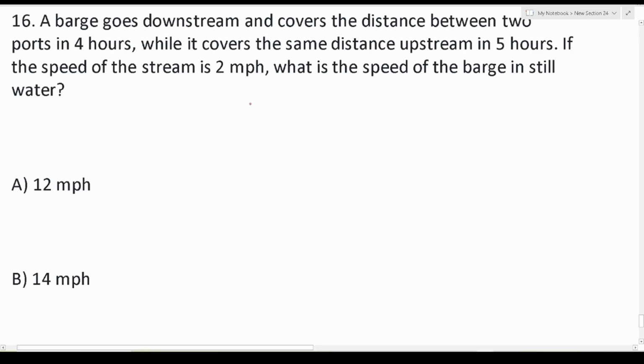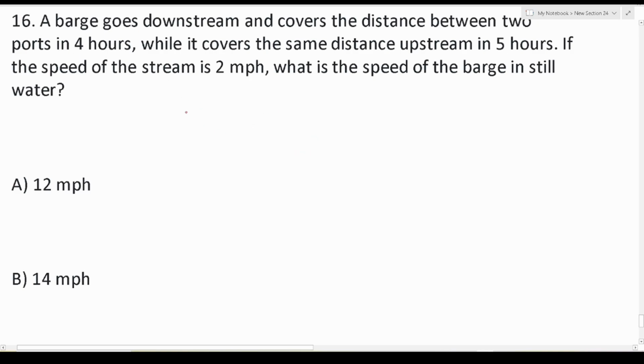All right, number 16 says a barge goes downstream and covers the distance between 2 ports in 4 hours, while it covers the same distance upstream in 5 hours. If the speed of the stream is 2 miles per hour, what is the speed of the barge in still water? So this is an advanced distance, rate, and time problem, and I'll show you why here in just a second.